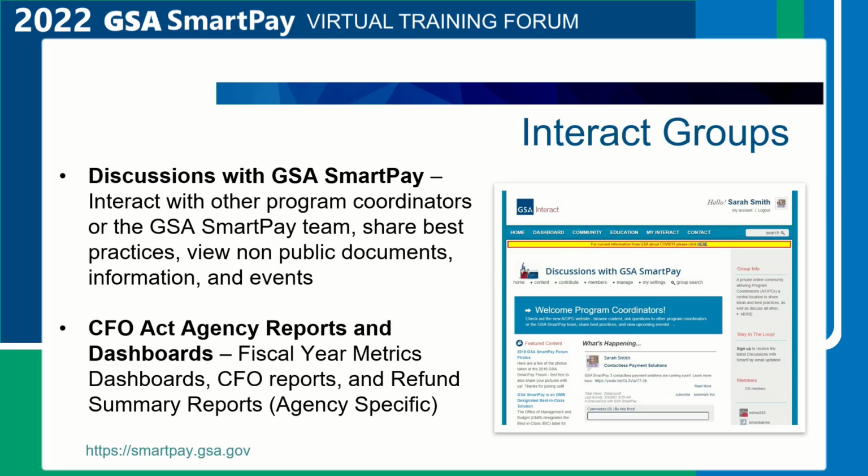To get signed up, go to interact.gsa.gov and register. Then send an email to GSA_SmartPay@gsa.gov with your user ID so we can add you to the private group. You can find a link to Interact in the footer of our websites.